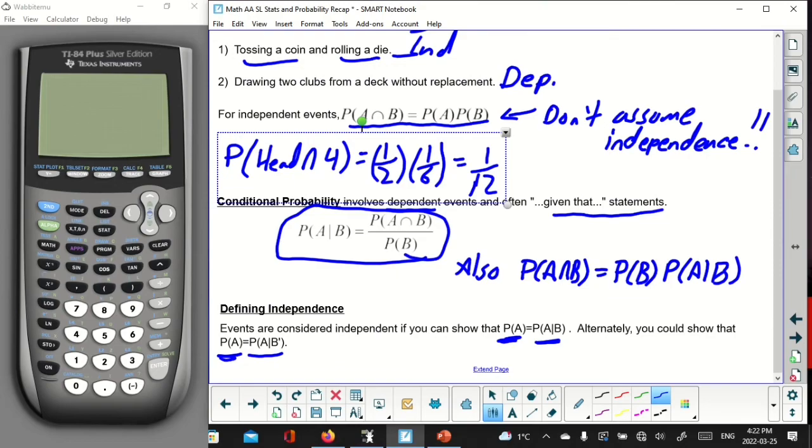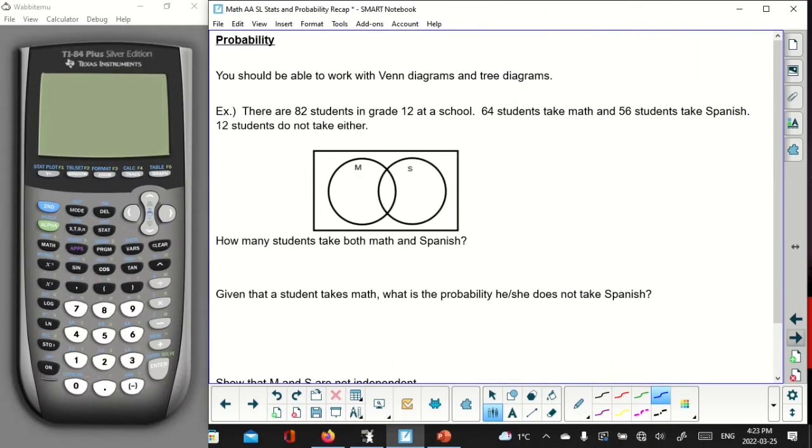Now that we have some definitions, let's go ahead and do some practice problems around working with Venn diagrams and tree diagrams. So we're looking at a situation where there are 82 students in grade 12 at a school, 64 take math, 56 take Spanish, and 12 do not take either.